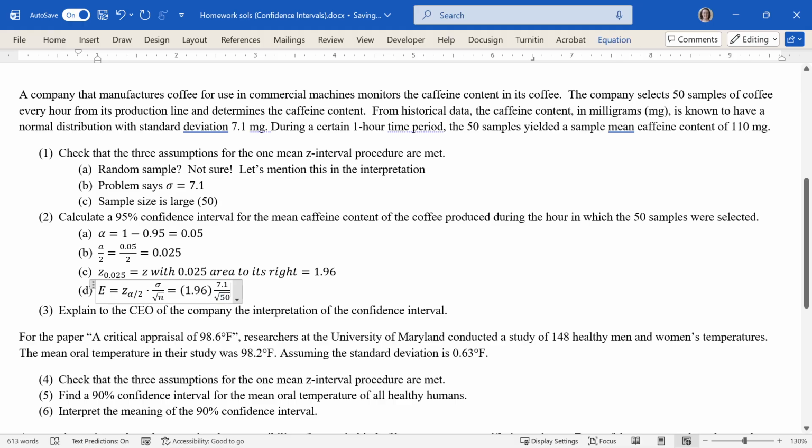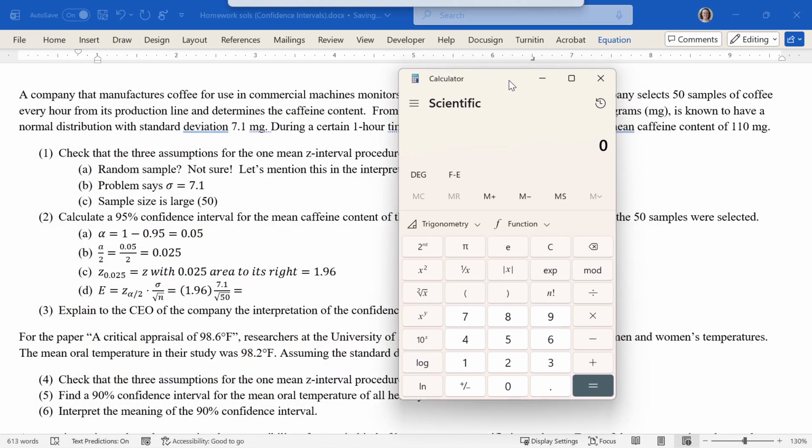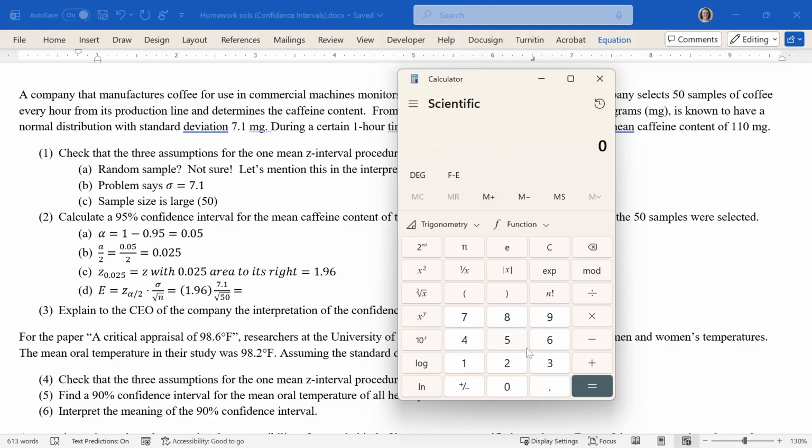Okay, so now I'm putting this all into a calculator. If you're using a four-function calculator, you need to be really careful with this step here. I guess I would do the square root of 50 first, and then either use the memory button to store that or write it down, and then do this division and then multiply it by 1.96. It's much better if you can do this with a scientific calculator. Let me show you how I would do it on a four-function calculator in case you have to use one.